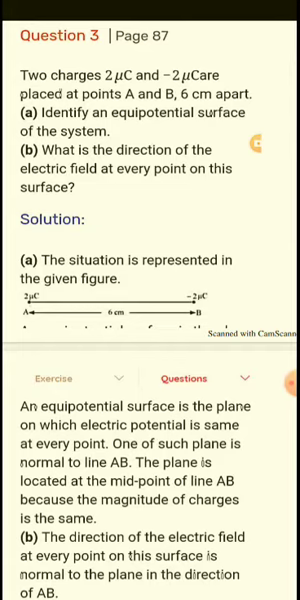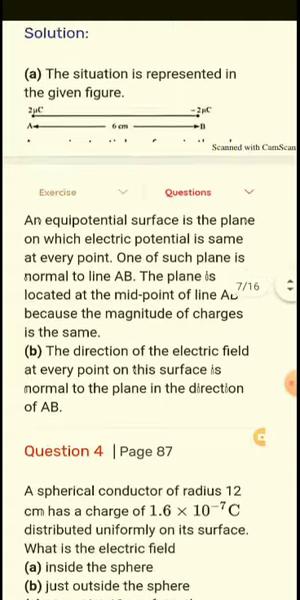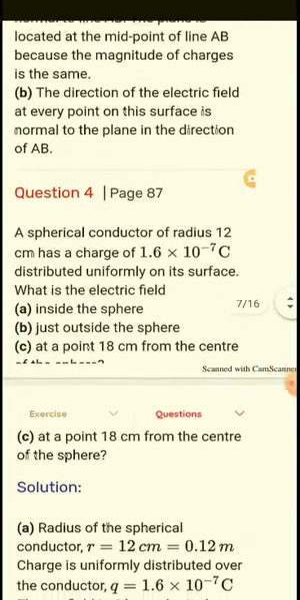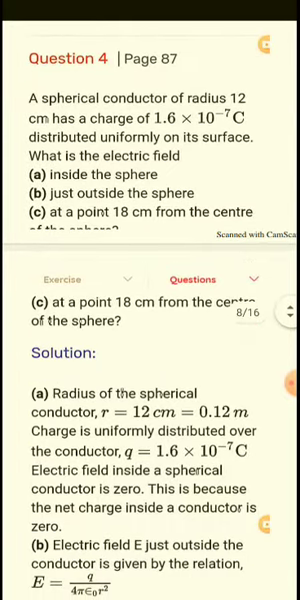And if we go for the second question, what is the direction of the electric field at every point on this surface? The direction of the electric field is normal to the plane, in the direction of AB. So this is about the third sum. Then we can go for the fourth sum.